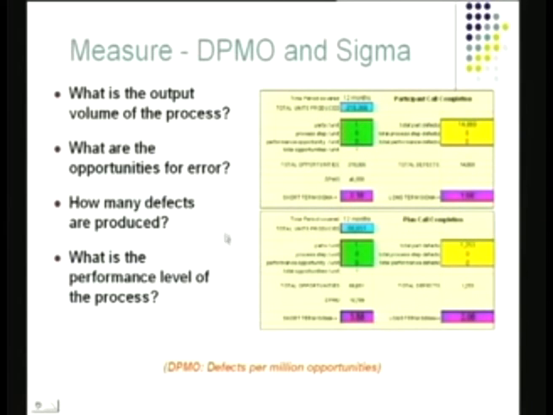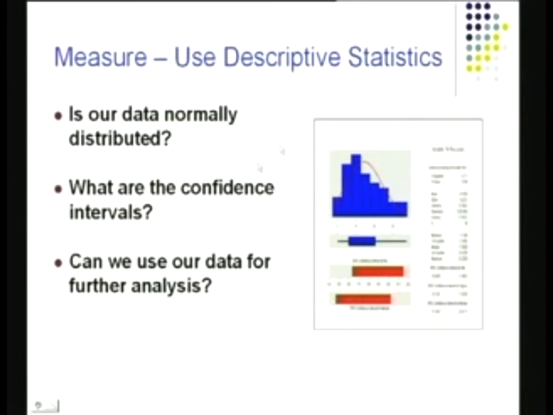Then of course you'll have to measure things. So what is the output? What is the output volume of the process? What are the opportunities for error? Because I've got to come up with a DPMO. So I've got to know so many parts, so many defective parts per million opportunities. So I've got to have an idea of that. How many defects are being produced and what is the performance level of the process under the DPMO measure. And that's shown in the calculation which I'm showing on the right hand side of the block.